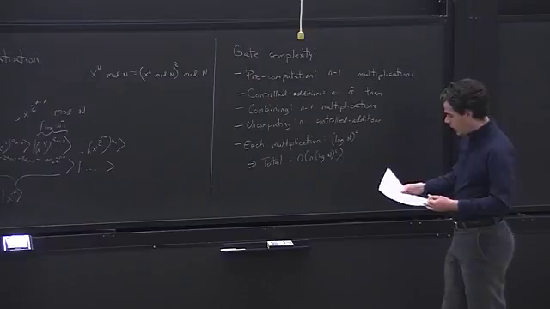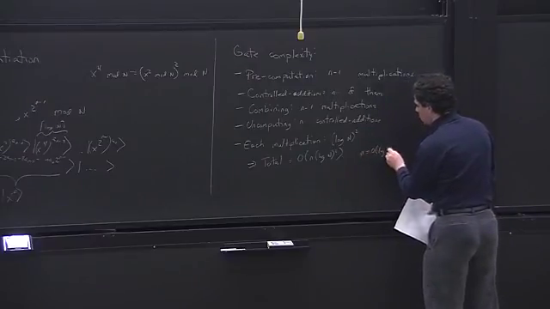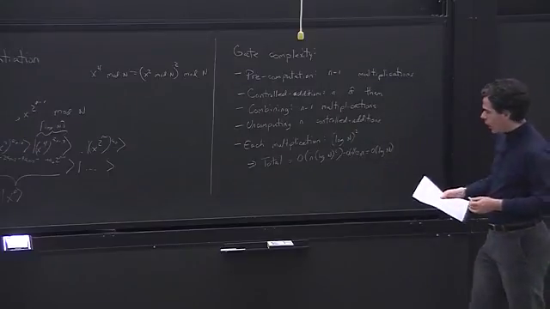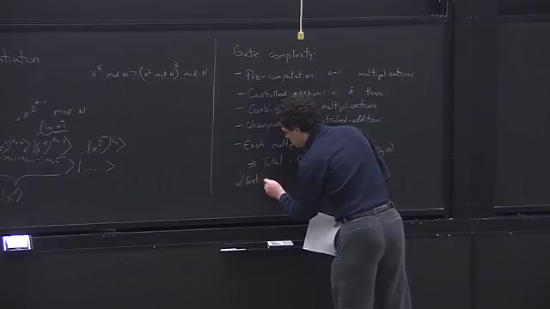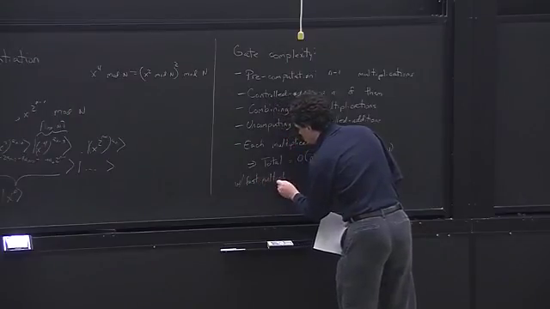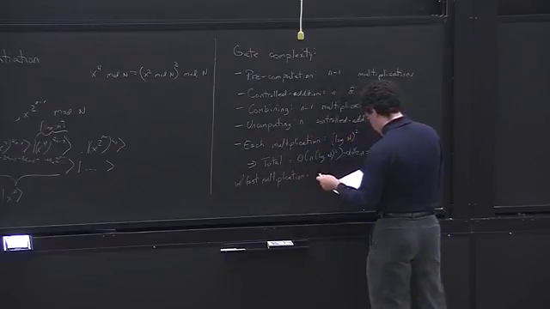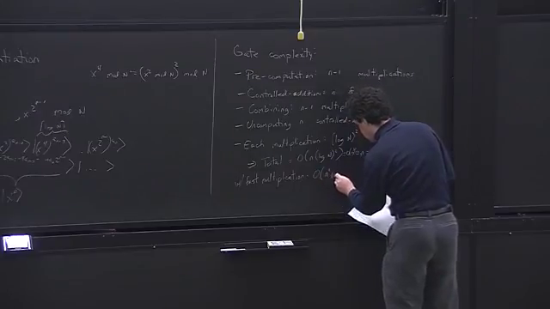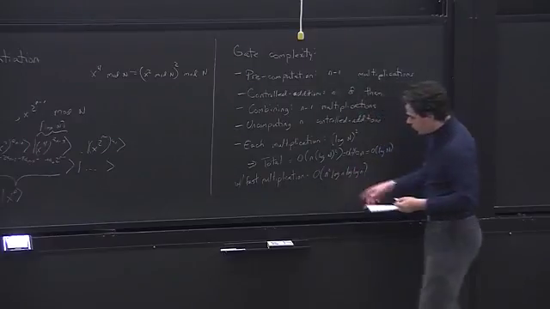In fact, we're going to pick n to be O of log N. So then this is O of n cubed. But with fast multiplication, you can get that down to O of n squared log n log log n. So this is log little n.